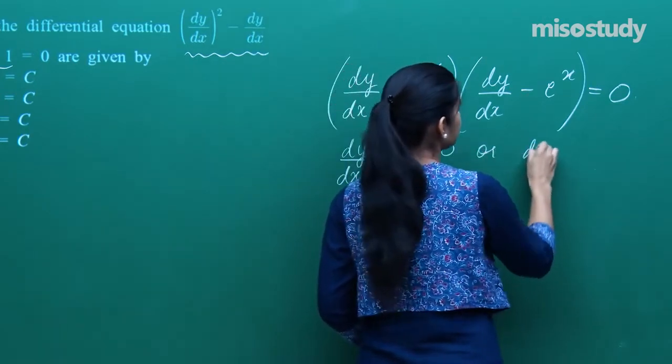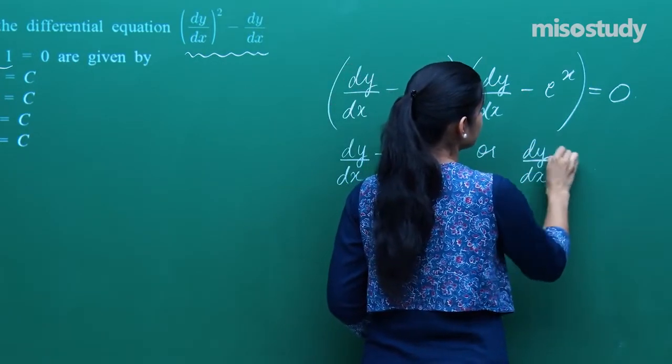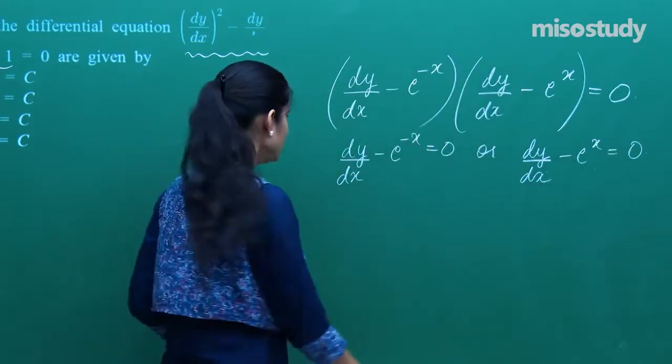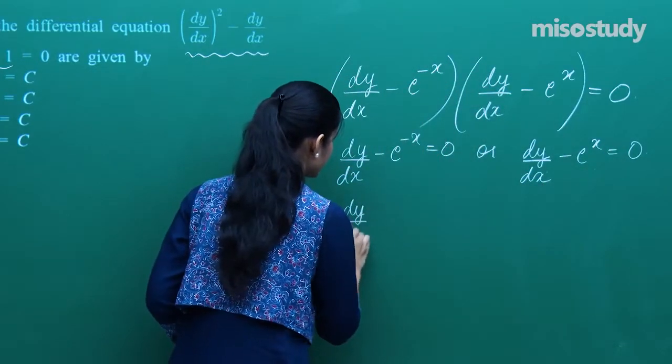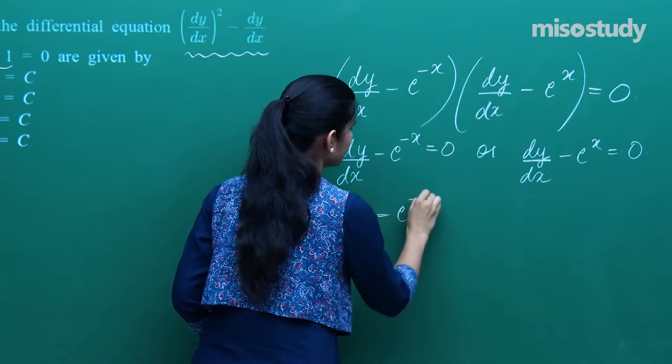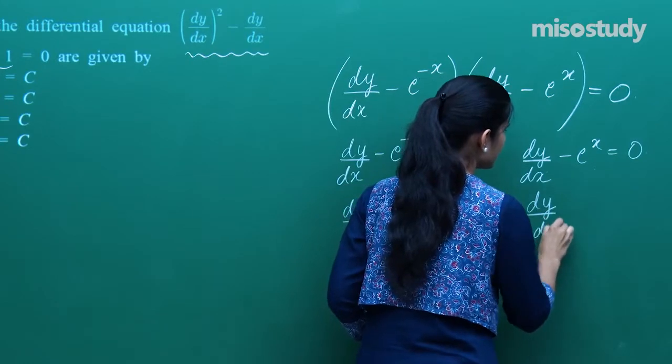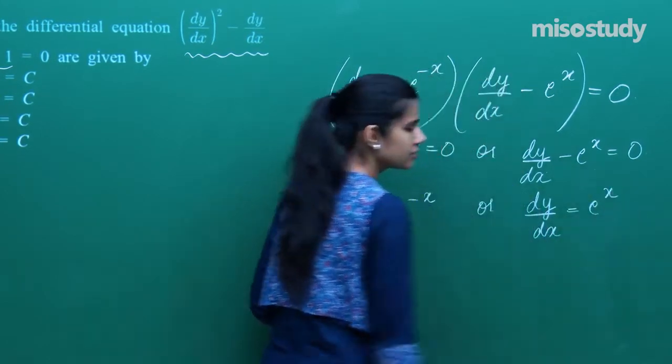or this is 0. Fine. So from here you get dy/dx equals e^(-x), and from here you get dy/dx equals e^x.